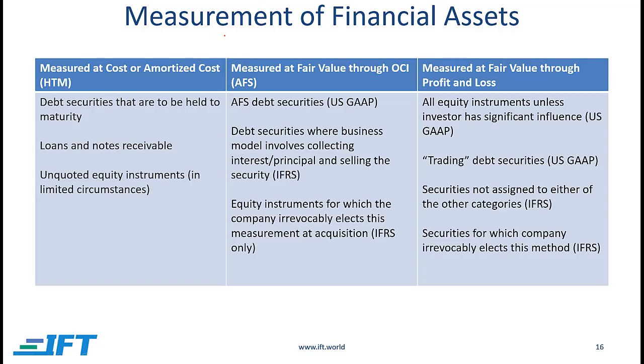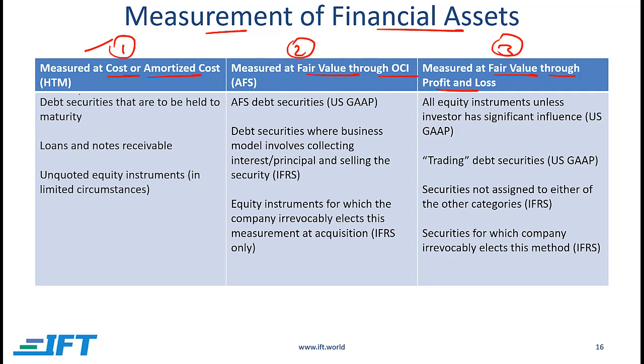On this slide, we will summarize the three ways of measuring financial assets. One method is to measure financial assets at cost or amortized cost. The second method is to measure at fair value through other comprehensive income. And the third method is to measure at fair value through profit and loss. Let's talk about the first method.